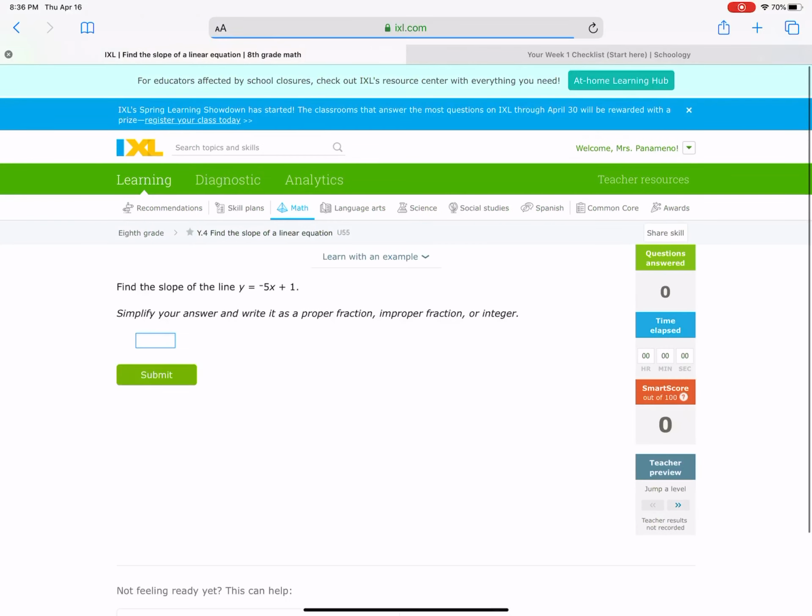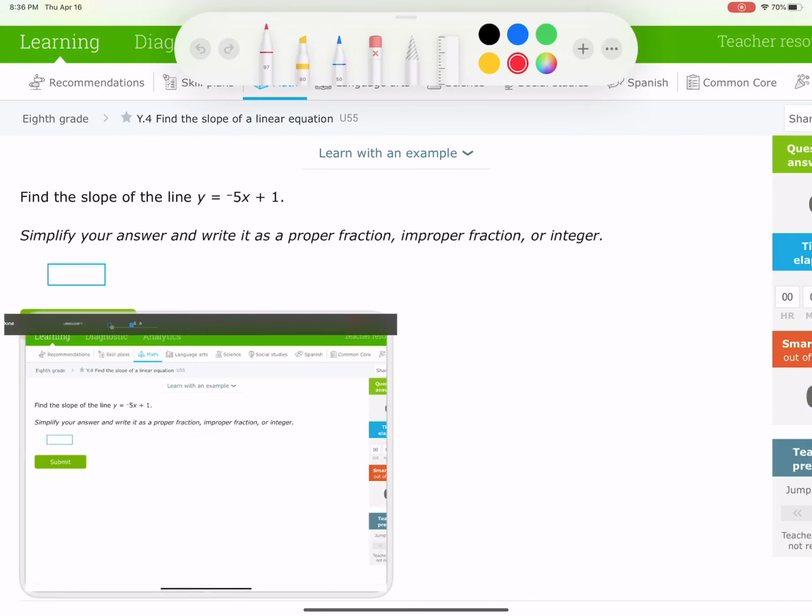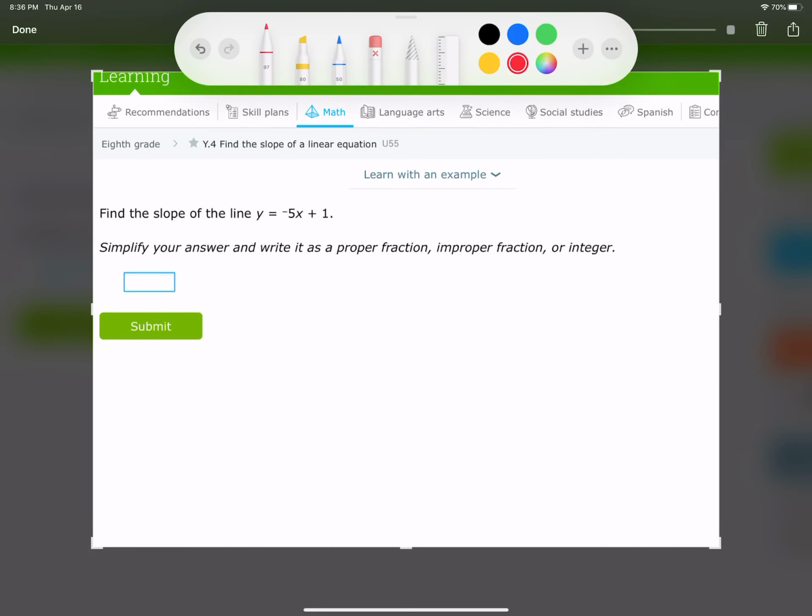And Y4 says, find the slope of the linear equation. Okay, this is kind of like what I went over at the beginning of this video. When you have an equation that's already in y equals mx plus b form, your slope is just the number that's in front of x. Okay? And let's say your formula isn't in y equals mx plus b form, then you have to get it to be in y equals mx plus b form in order to see clearly what the slope is.